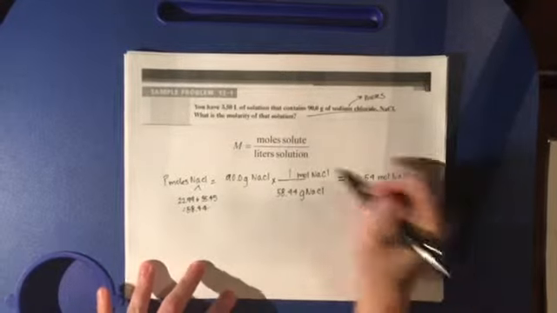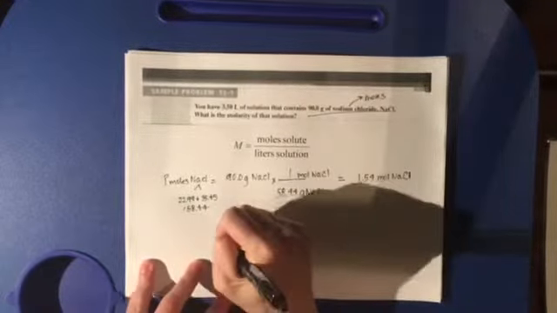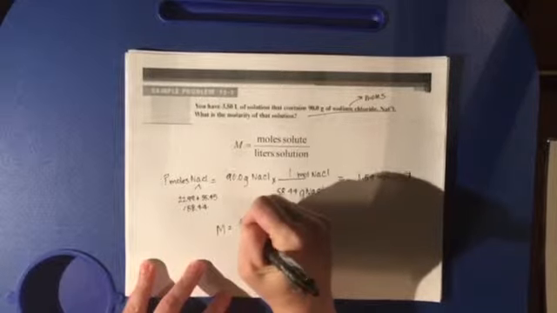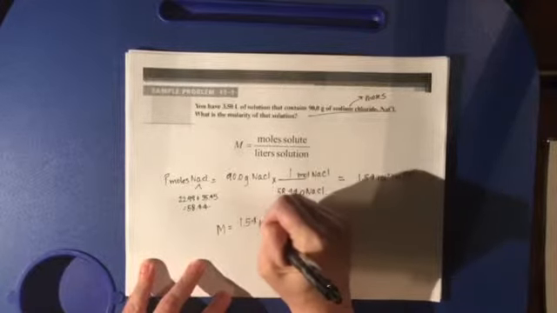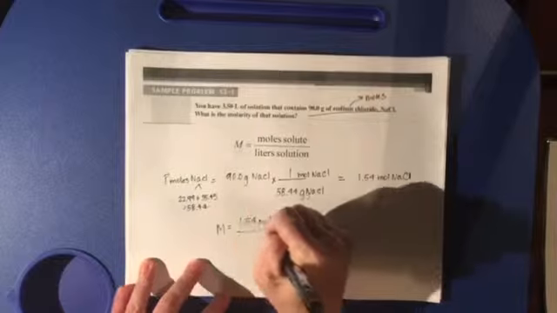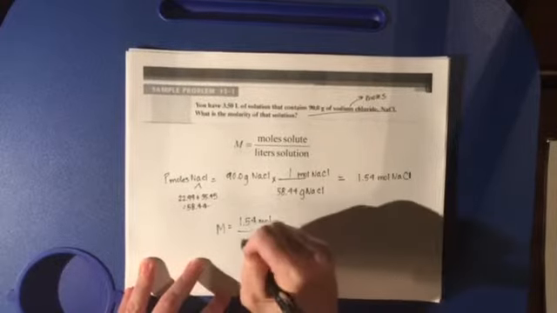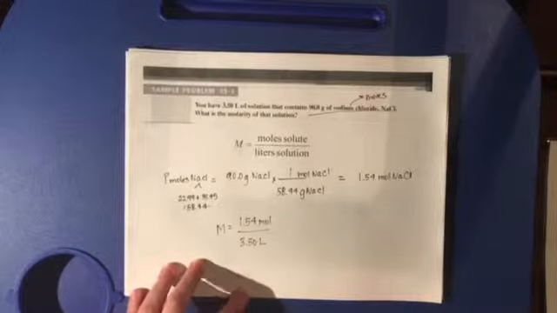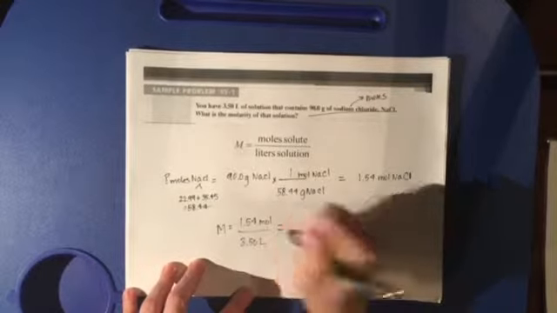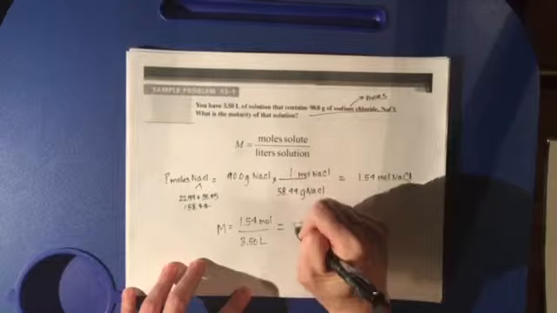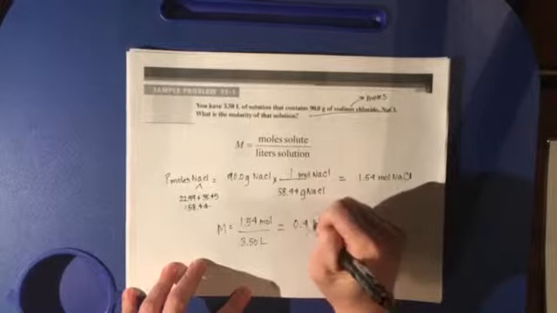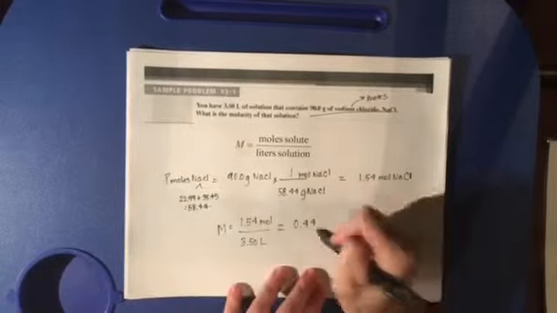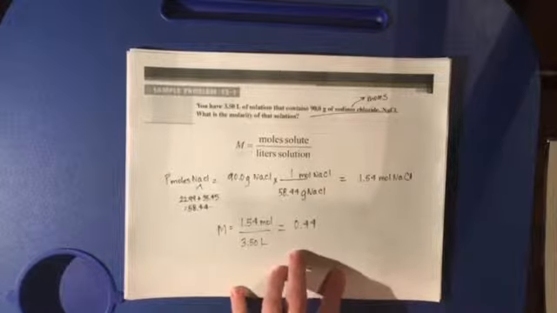So then I'm going to take this and divide by liters of solution. So the molarity then will be equal to 1.54 moles divided by 3.50 liters of solution. When I divide that, 0.44 is what I get. So I get exactly 0.44.